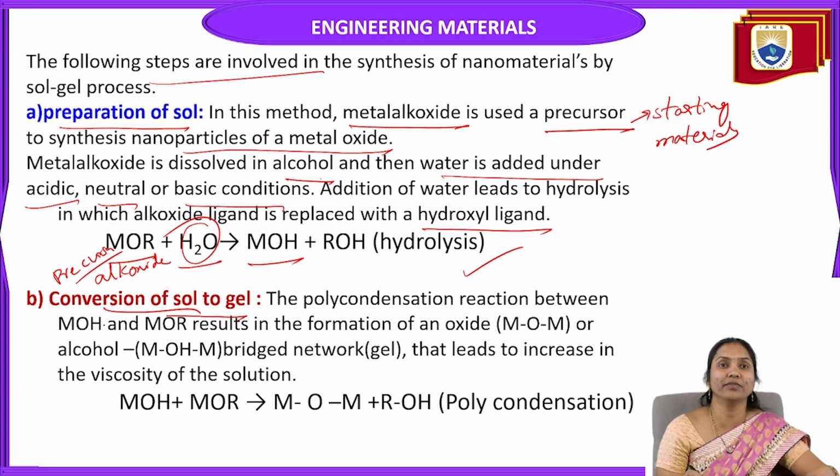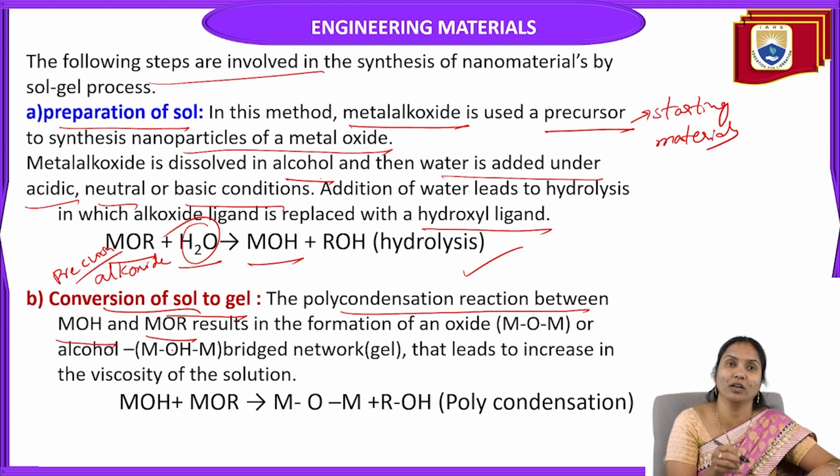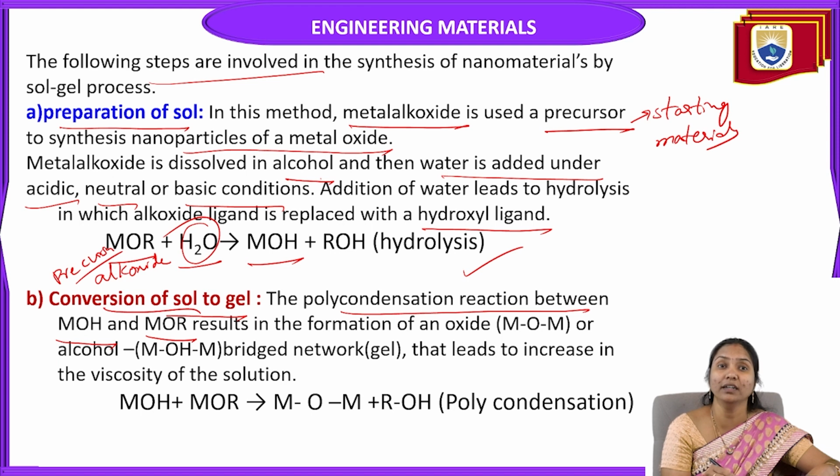So next one is conversion of salt to gel. The polycondensation reaction between metal hydroxide and metal alkoxide results in the formation of an oxide or alcohol bridge network. That means it is a gel. That leads to an increase in the viscosity of the solution. In the conversion of salt to gel, gel is a colloidal substance. Water and solvent, water and alcohol, are taken here, so it is a colloidal or heterogeneous system.